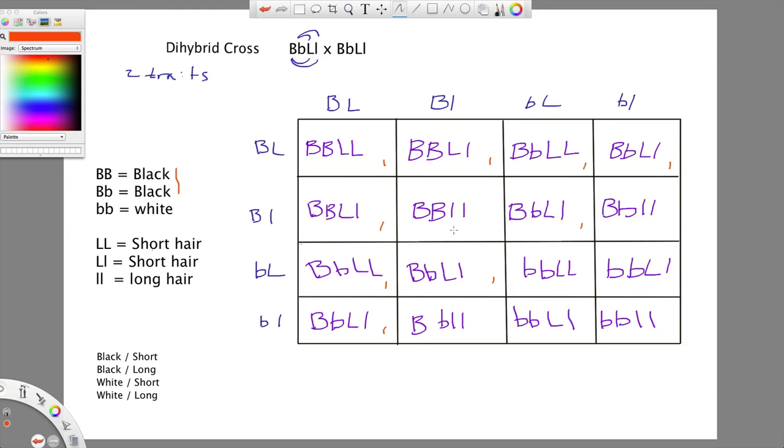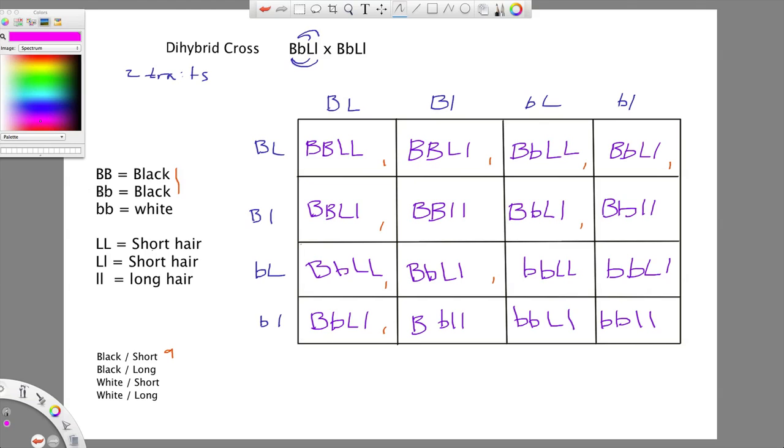If I go back, I'll count my tally marks here, and I see that there's 1, 2, 3, 4, 5, 6, 7, 8, 9. So 9 out of 16 of the individuals would be black and short. So I can just write the number 9 right next to that. All right, let's go ahead and continue. We'll do black and long.